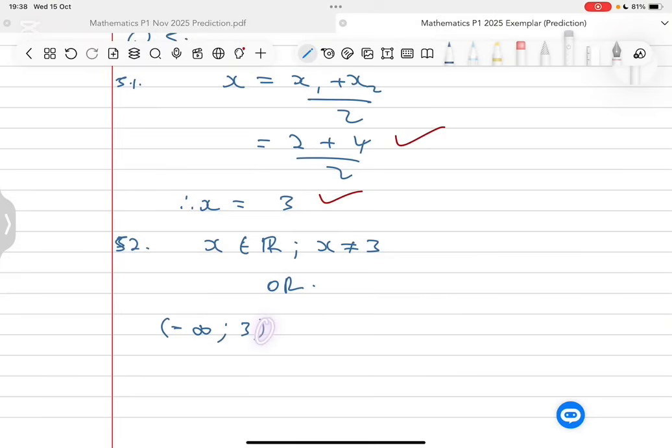I'm using a small bracket here because the 3 is not included. And then we're going to write the union. We move from 3 and then we go to positive infinity.